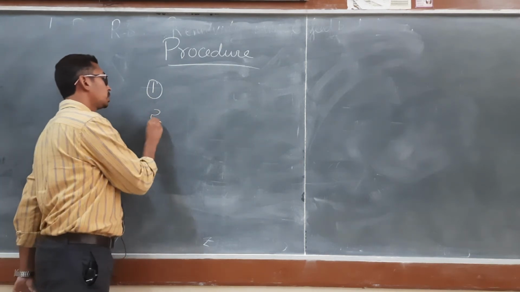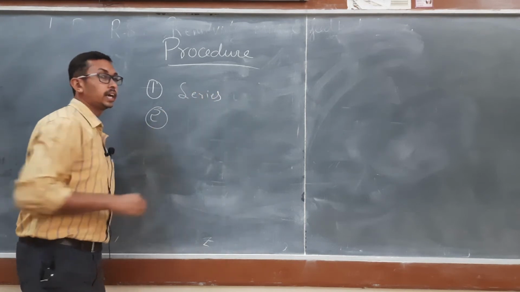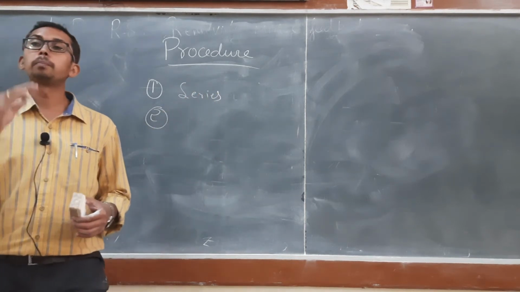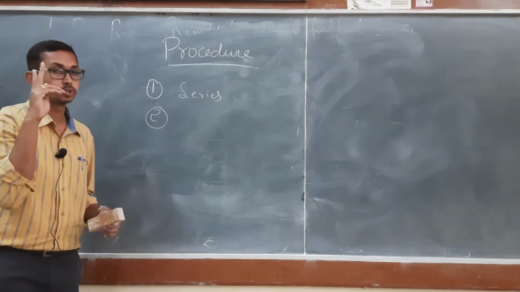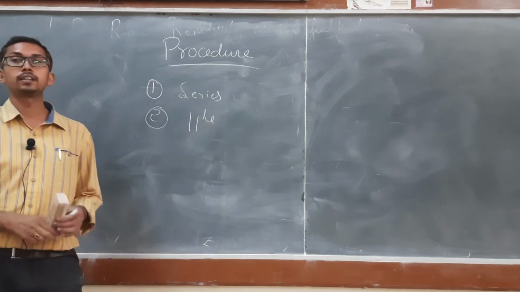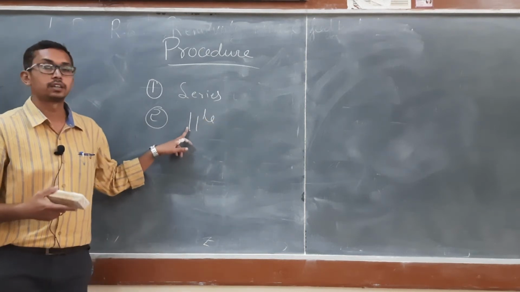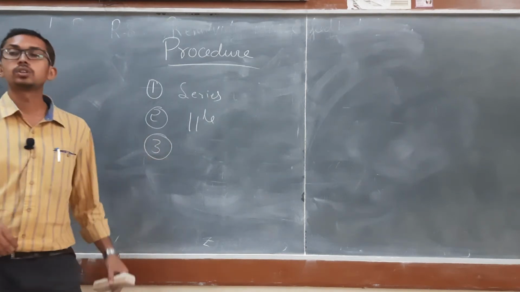What is step number 2? Next, identify the blocks which are connected in parallel. That is procedure number 2. For parallel blocks, we need to apply that rule. Next, the third one.